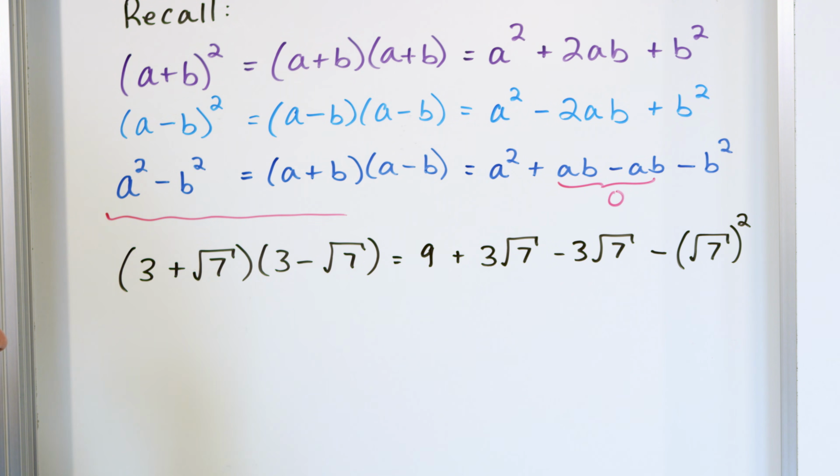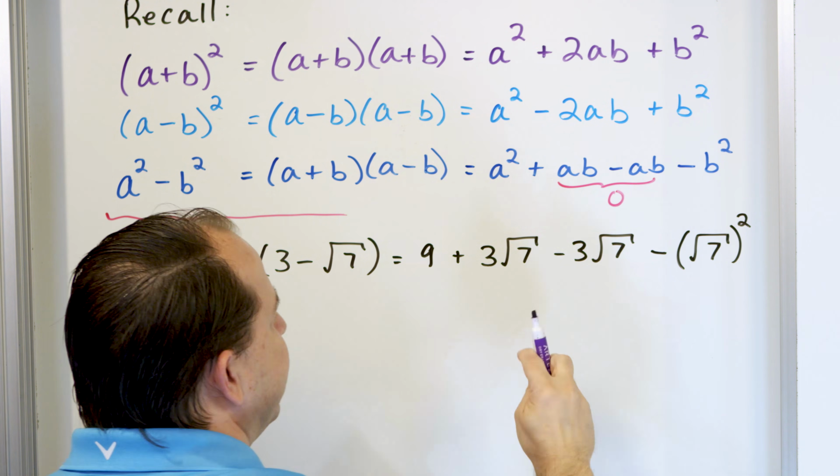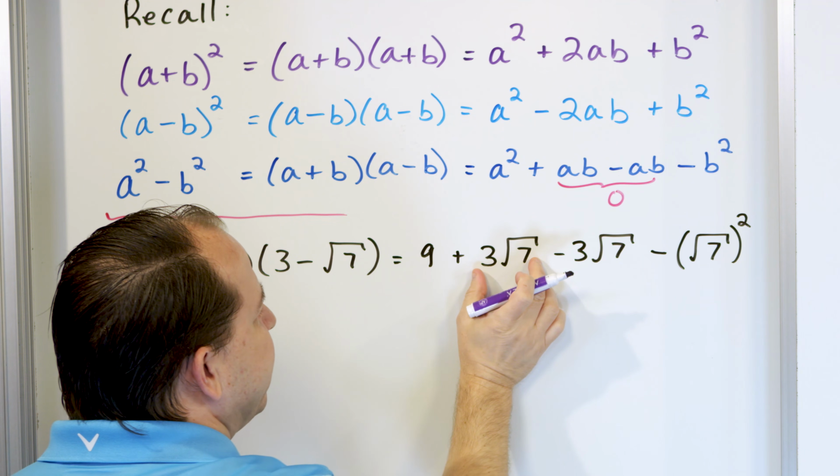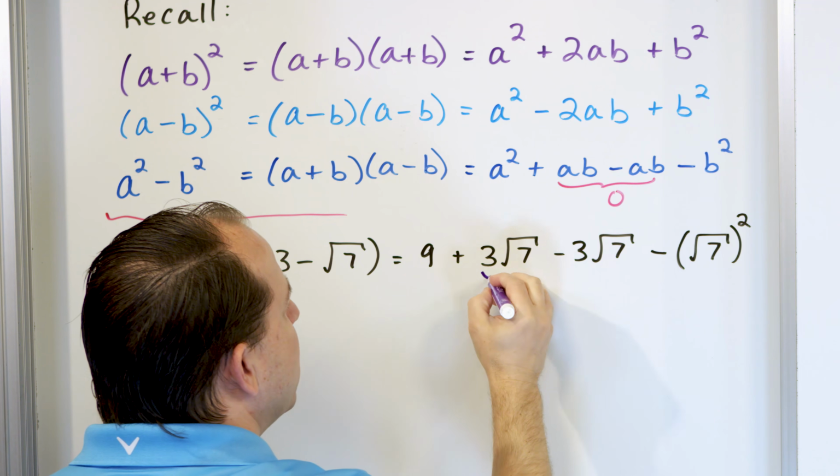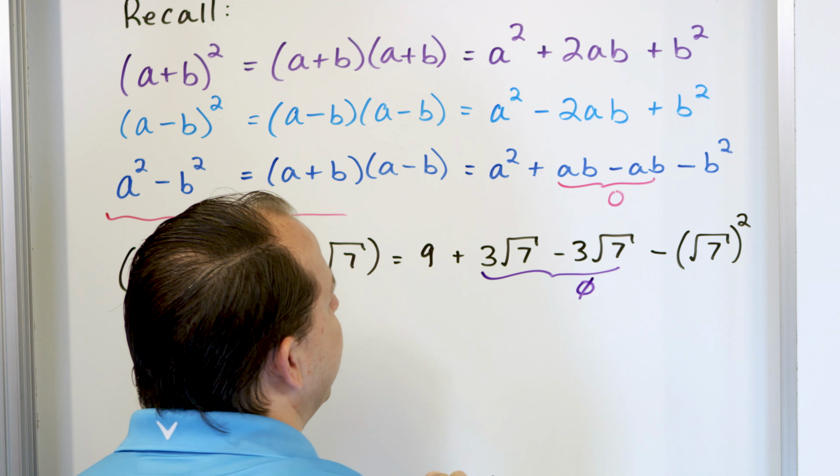Now, I want you to notice something very special happened here. We multiplied these two things together. Notice what happened. The inside term here, 3 times the square root of 7, is exactly balanced by this one, which has a negative sign. So when we add these together, we actually got 0 in the middle.